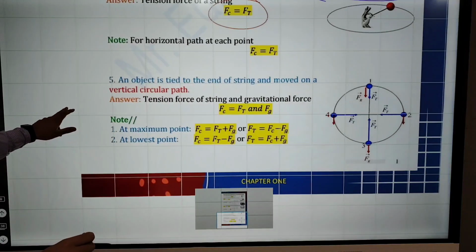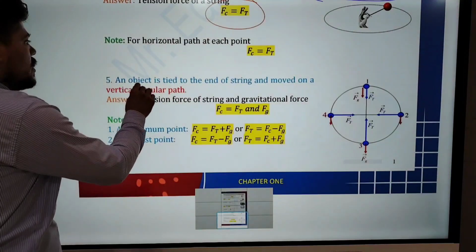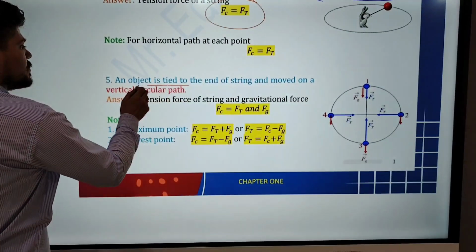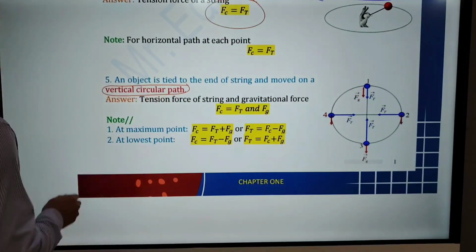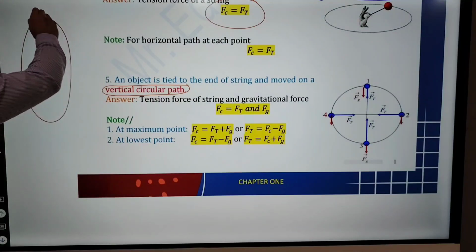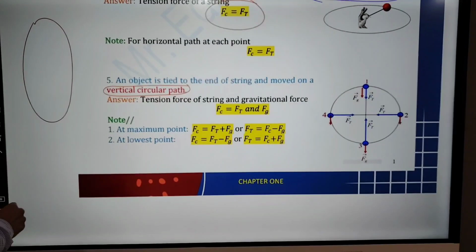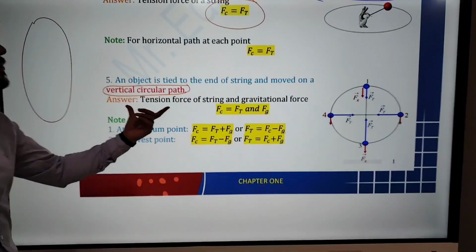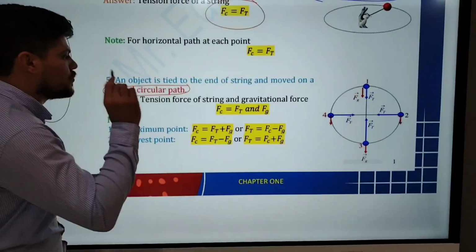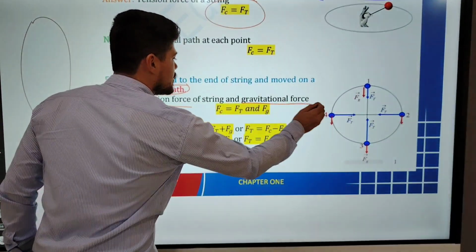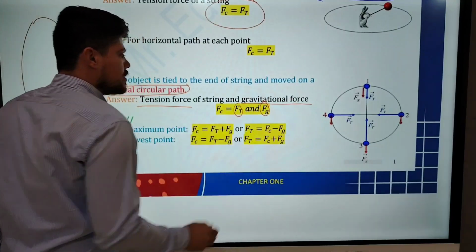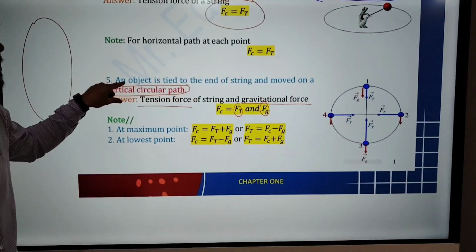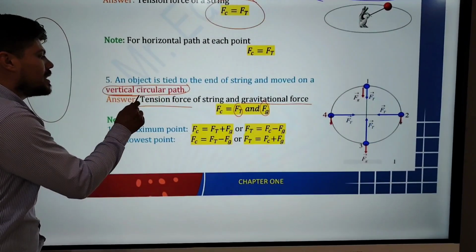Okay. As you can see in this picture, an object is tied to the end of the string and moved on a vertical circular path. Vertical circular path. What do you mean by vertical circular path? It means that like this path. Okay. The tension force of the string and gravitational force. How many forces provided the centripetal force? Two forces. Tension force and gravitational force. Okay. So in which case the tension force and gravitational force provide the centripetal force? When object is moving in a vertical path.